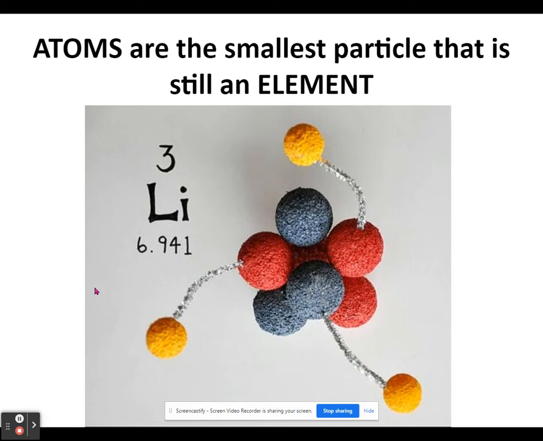Atoms are the smallest particle that is still an element. If you get any smaller than an atom, these subatomic particles that are here aren't for any particular element. So if you get any smaller than these, it's not an element. The element is this whole atom. It has to be at least an atom to be any particular element.